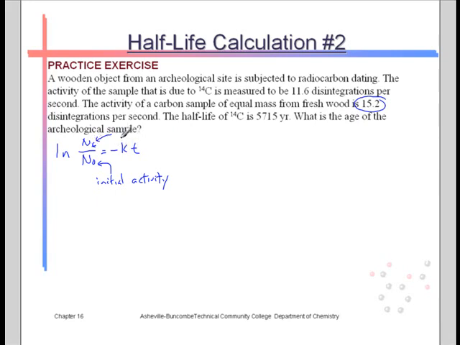N sub t, in the context of this problem, is the 11.6 disintegrations per second. It is representing the activity of the actual sample that you're looking at, at some time t in the future. What's happening to this carbon-14 in the sample? Well, you start out initially when it's formed, and it's decaying somewhere along this pathway. The 15.2 is what you're beginning with, and then you're measuring an activity of 11.6, and you're trying to figure out what is that time, how old is this object. So this is carbon-14 dating, essentially, what you see here.